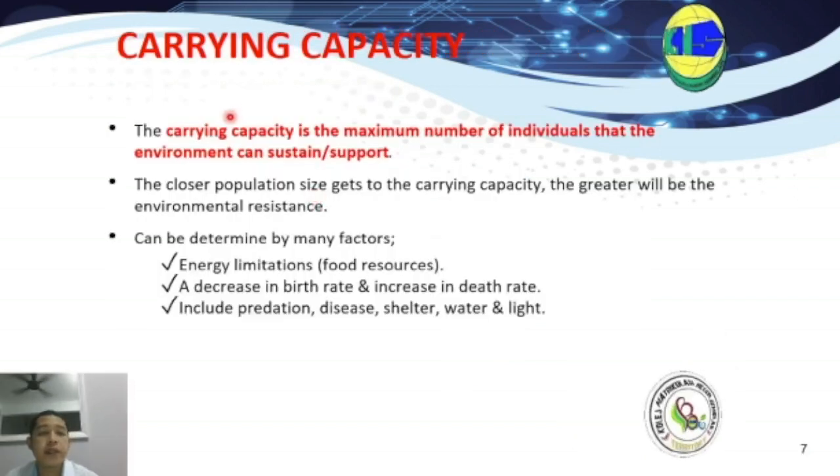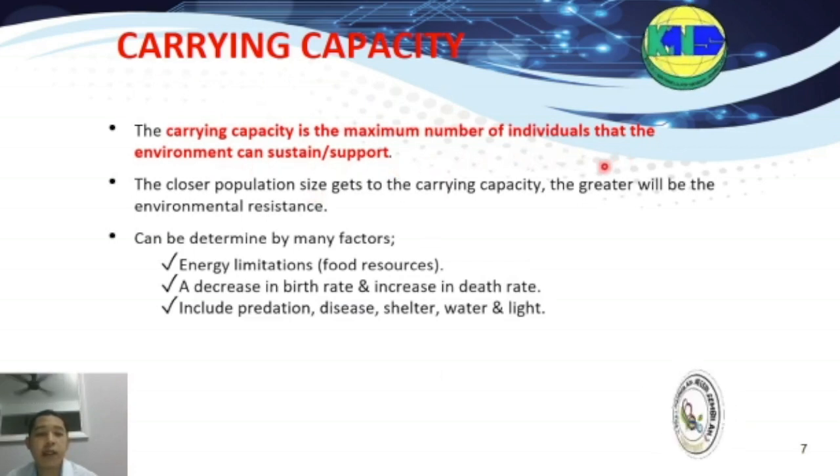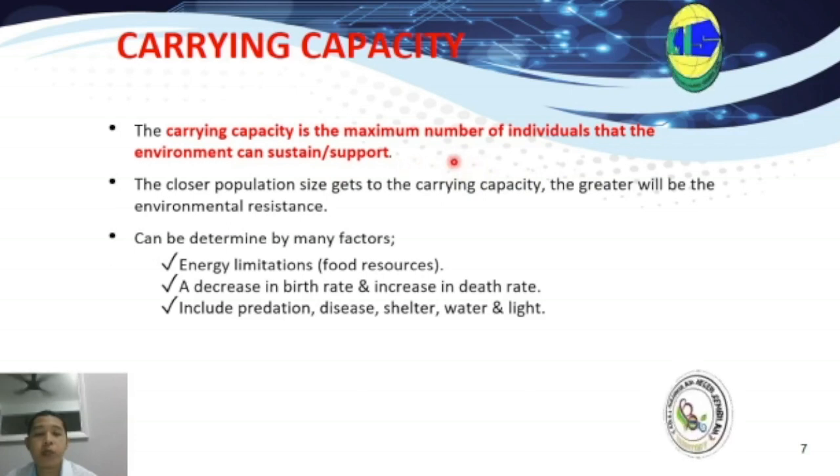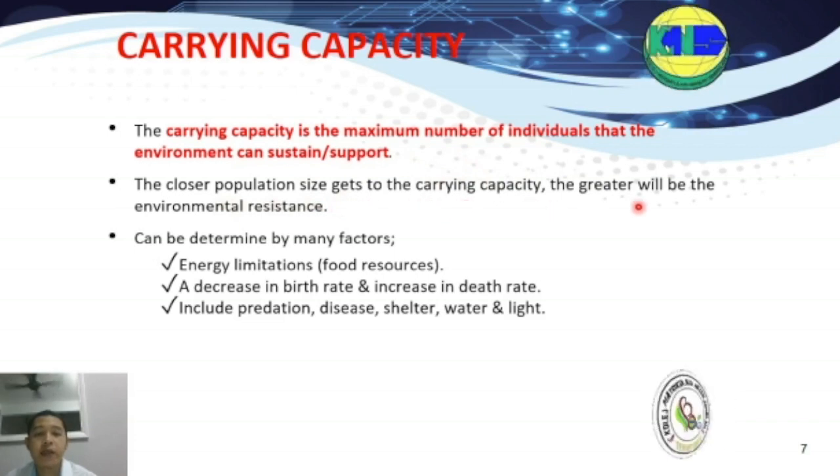The last factor is carrying capacity. The carrying capacity is the maximum number of individuals that the environment can sustain or support, meaning how many individuals can survive in that particular environment depends on how many resources are available in that environment. The closer the population size gets to the carrying capacity, the greater will be the environmental resistance.